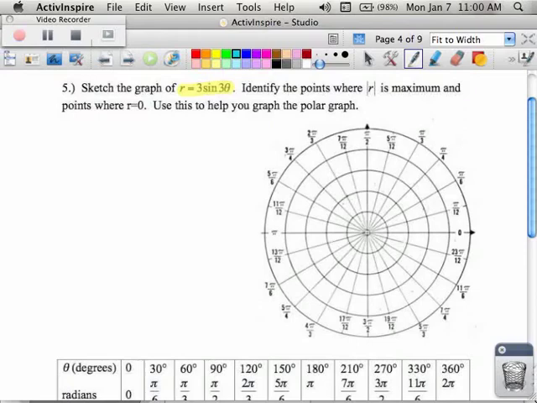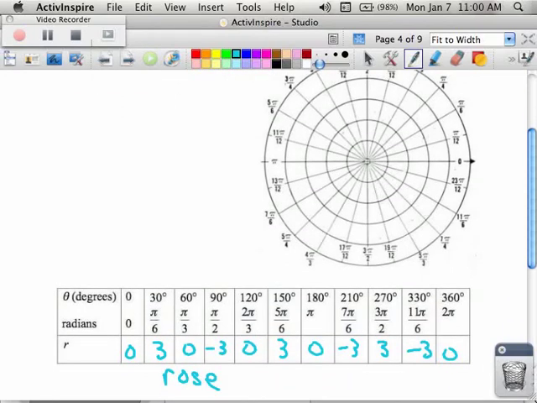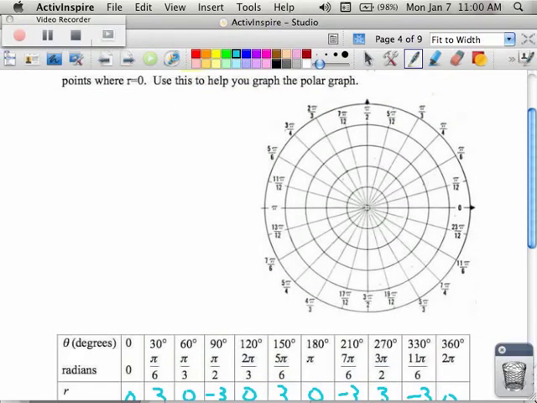So when you get to the test and you graph it and you see a limaçon, because all you plotted were 4 points and you have no idea what it looks like, you're in trouble, because I've already told you what it looks like. It's a rose, 3 petals. Each petal is 3 units long. So I go down here and I start plotting some points. Rose, 3 petals, 3 units long.